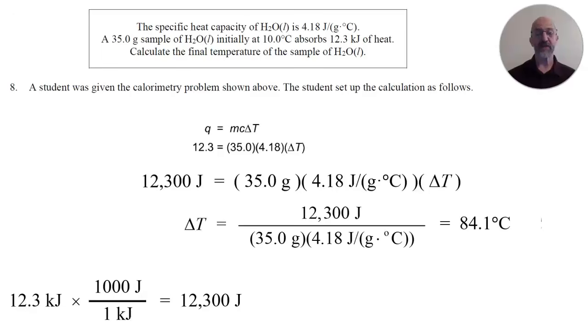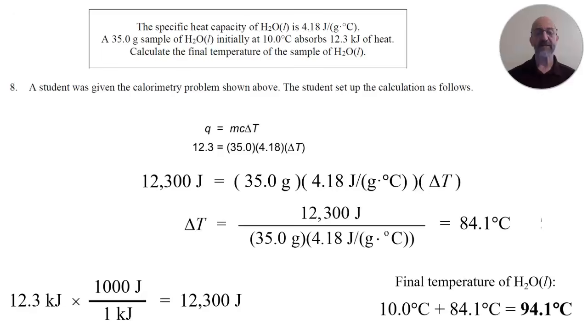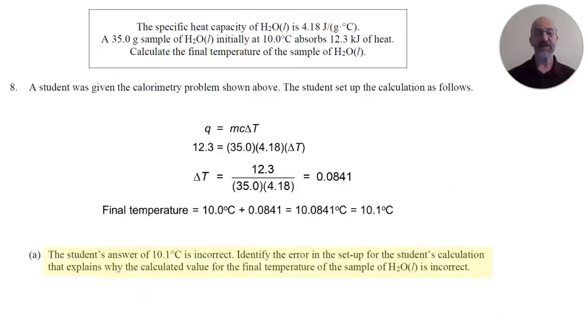change in temperature. So the initial temperature of the water before it was heated was 10.0 degrees Celsius. So 10.0 plus 84.1, that gives me a final temperature of the water of 94.1 degrees Celsius. That's very different than the student's incorrect answer of 10.1 degrees Celsius. So let me go back and answer part A of question 8.